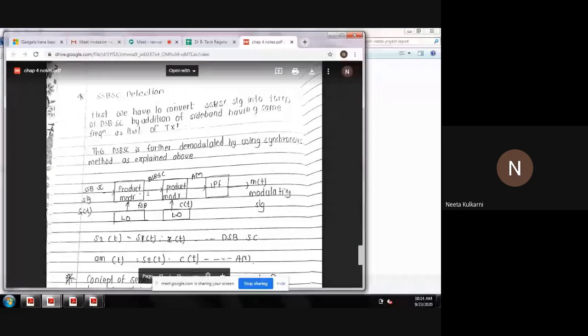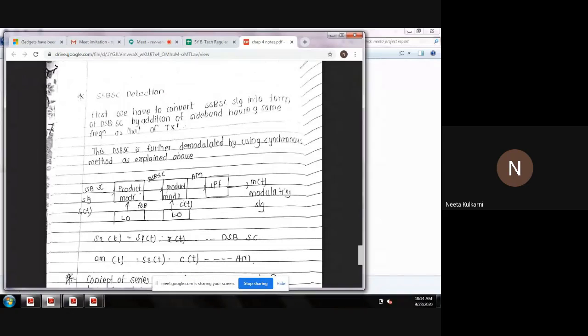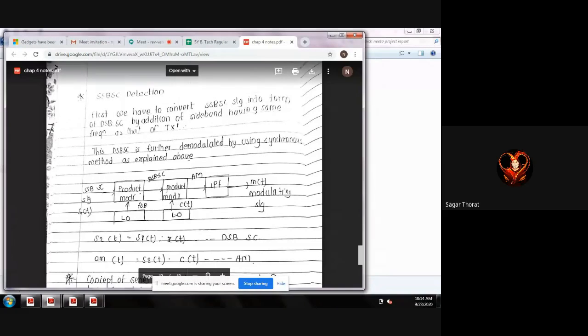So this is the diagram for DSB-SC detection and this is also called the synchronization method. Okay, is it understood? Is it clear? Yes, ma'am.